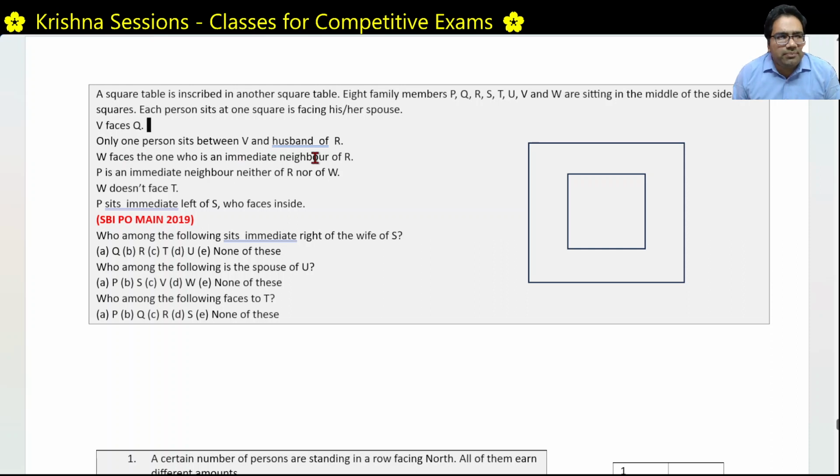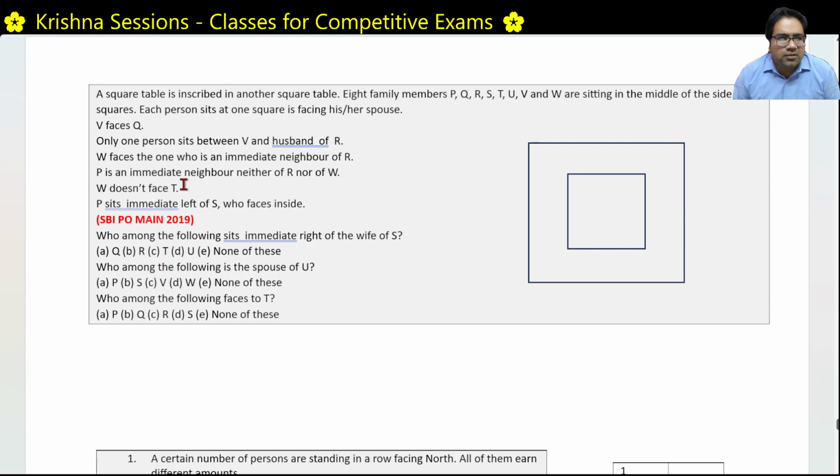W faces the one who is an immediate neighbor of R, which is fine. We don't know where R is, so we can't even tell where W is. P is an immediate neighbor neither of R nor of W. If R is here, P cannot be here, P cannot be here. P can be in the other square also. It is saying nothing about which square, whether P is in the outer square or inner square. It is just saying P is not a neighbor of R and W, but still there are a lot of other slots.